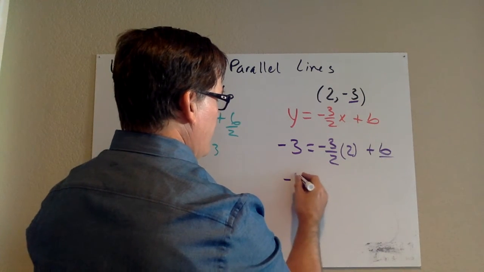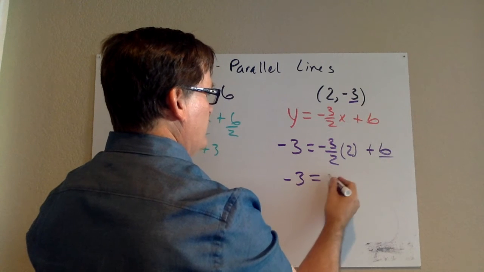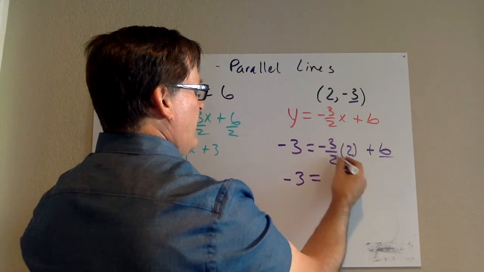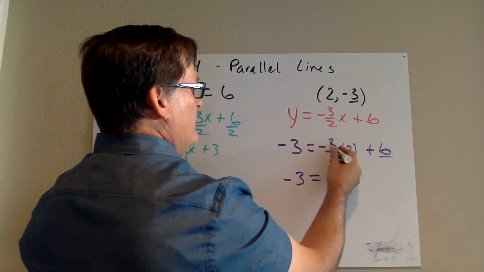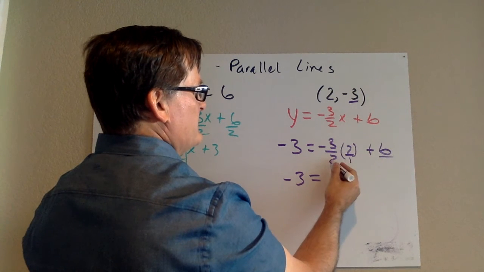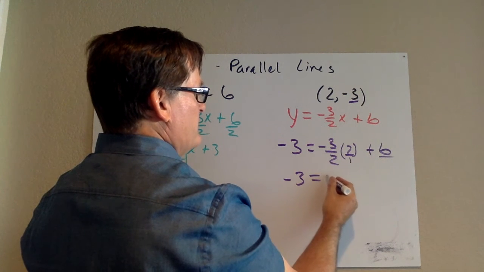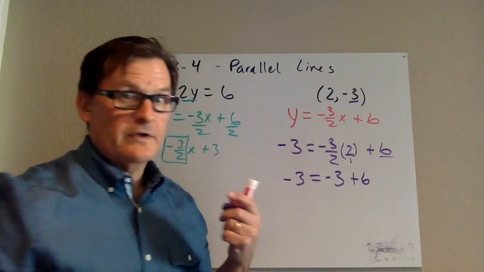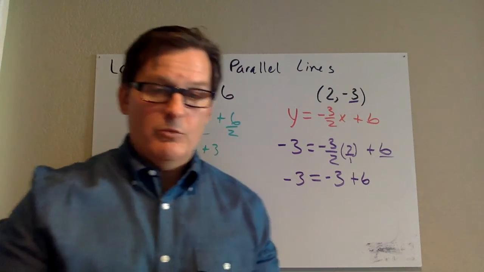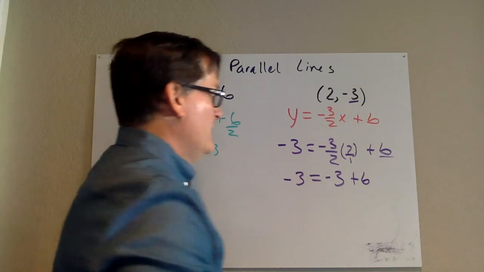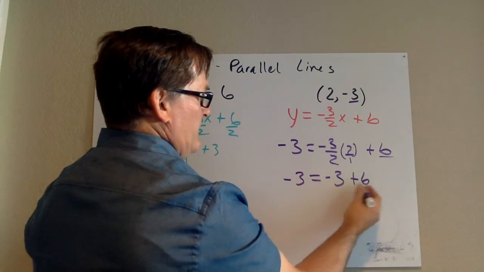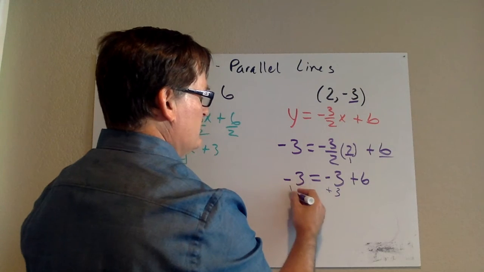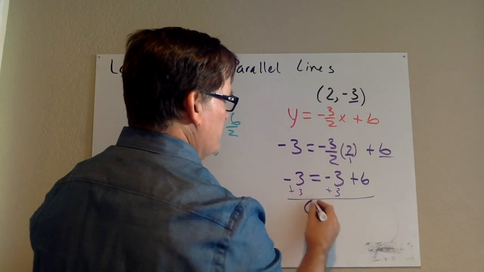So let's finish the calculations. -3 equals, if I take -3/2 times 2, I end up with -3 times 2 is -6, 2 times 1 is 2. -6 over 2 is -3. Take some time to work that out to make sure you review multiplying fractions. Now let's finish it. I need to solve for b, so I'm going to add 3 to both sides, and I end up with 0 equals b.